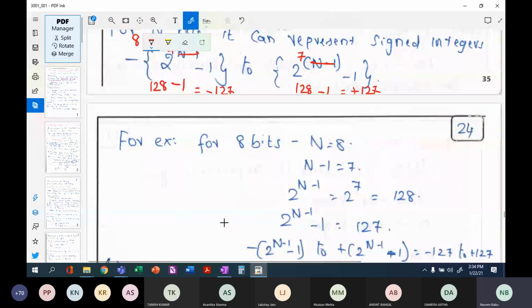Which means, if I give any number, say for example, I ask you to find the signed representation of 1 0 1 0, what is the signed representation of this particular number? This is equal to what? Can anybody say?